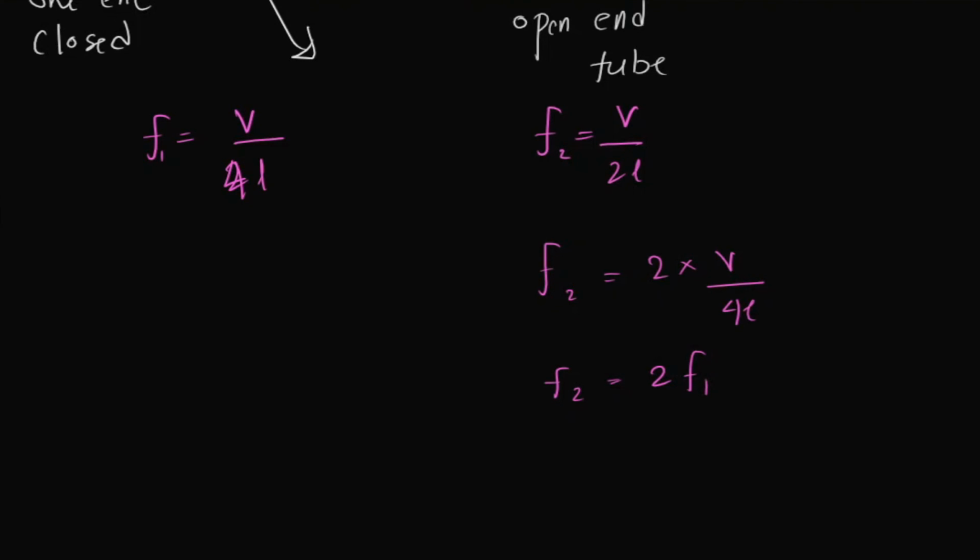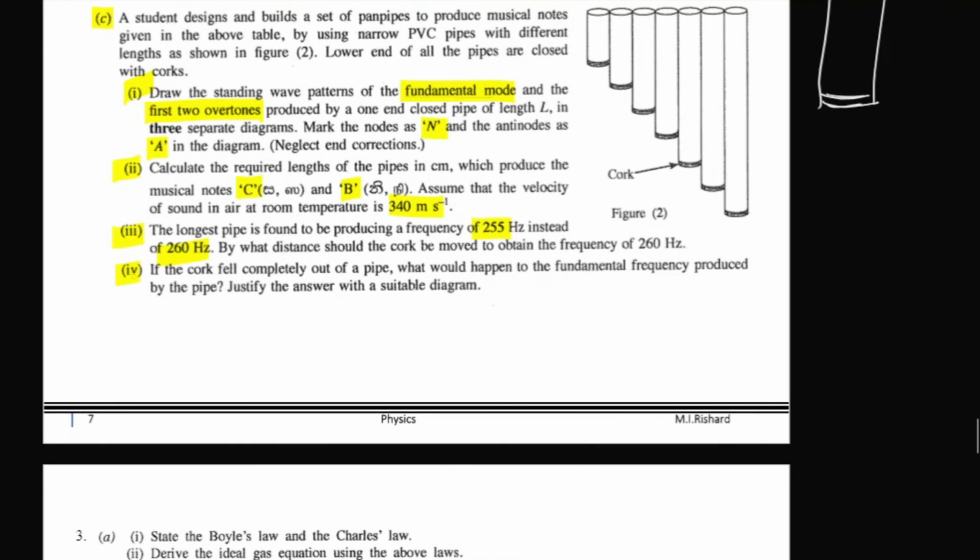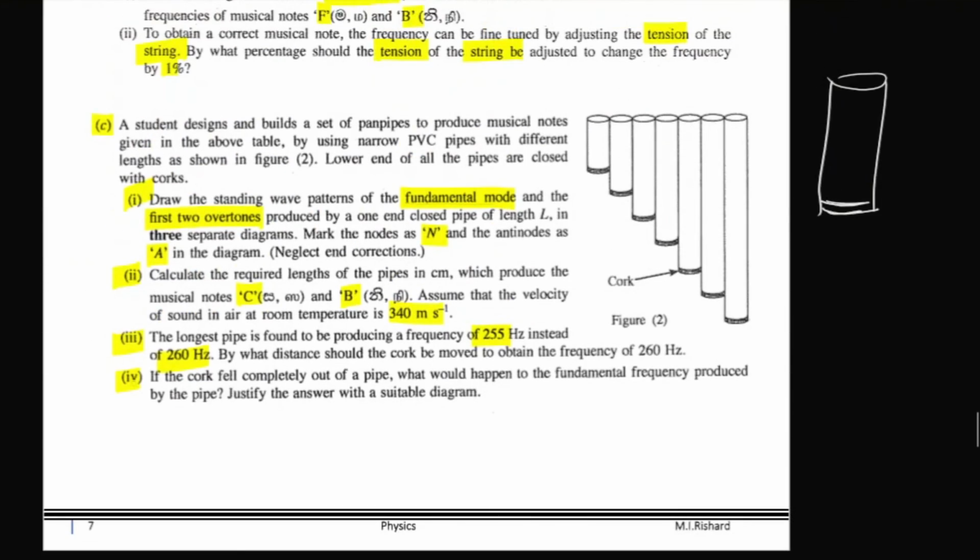So the fundamental frequency has doubled. The fundamental frequency of the open tube is double the fundamental frequency of the closed tube. So that would be the answer, guys. Right, let us move on to the next one.